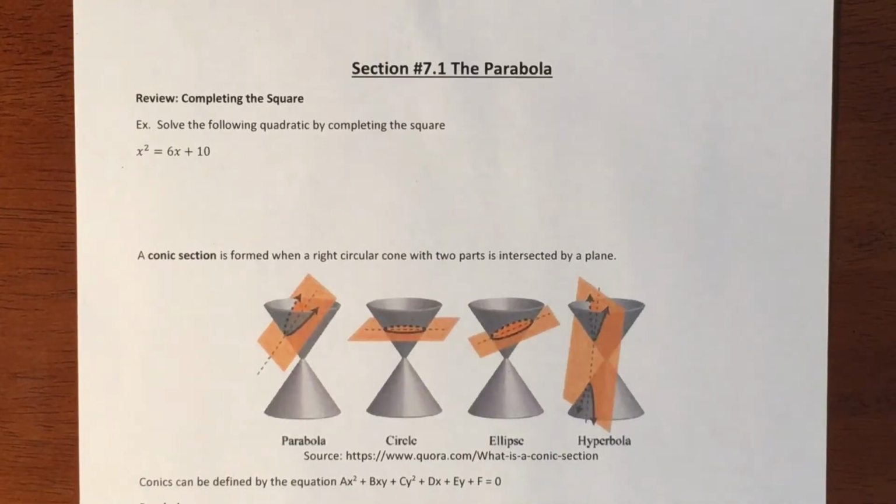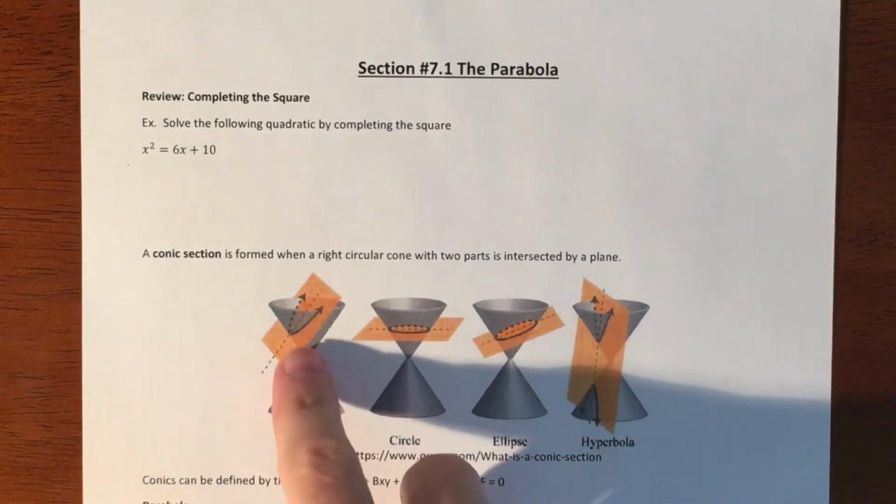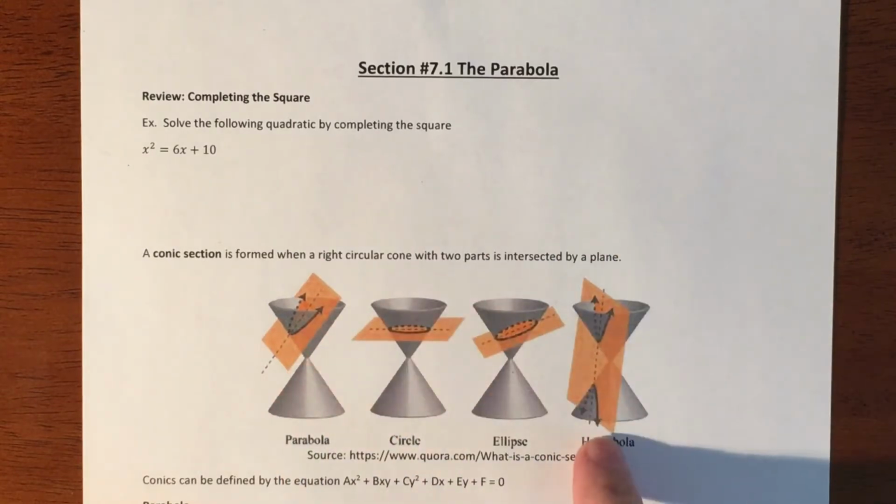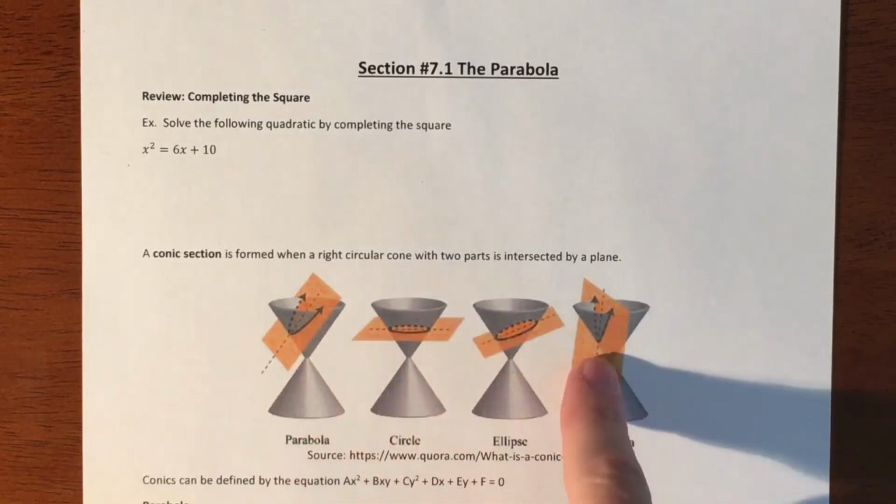In this lesson, we are going to introduce conics. And conics are basically slices of a cone. So if you stack two cones on top of each other and you take slices of these cones, you're going to get four different shapes.